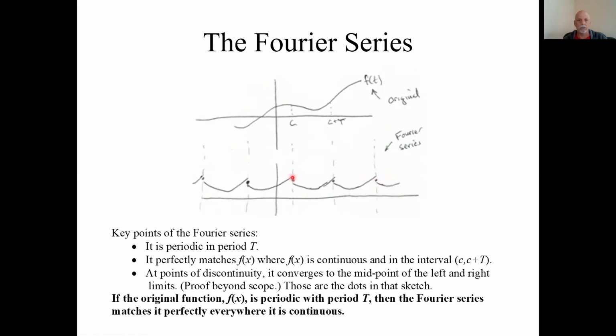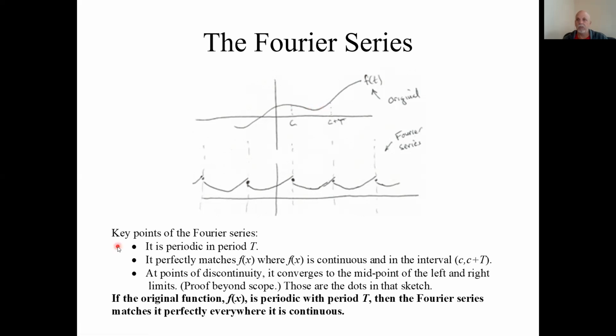So all these guys are just the same thing copied. And at any points of discontinuity, the Fourier series converges to the midpoint of the left limit and the right limit. That's what these little dots are here. And if the original function had a discontinuity, it'd be the same kind of limit. So it might not match the original perfectly in that interval, but it does where the original is continuous.